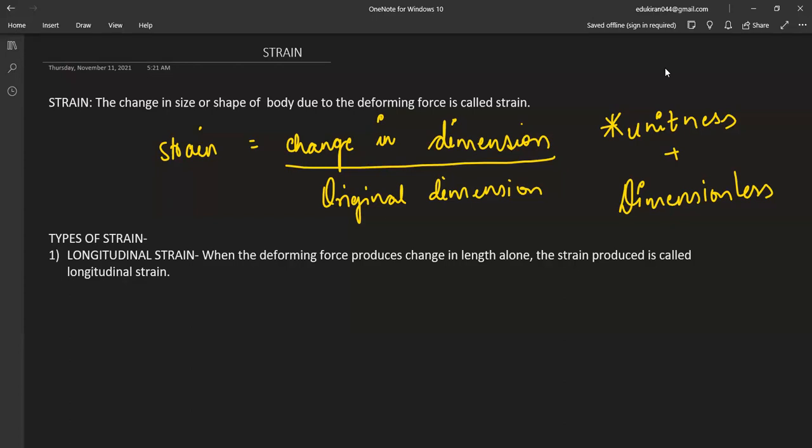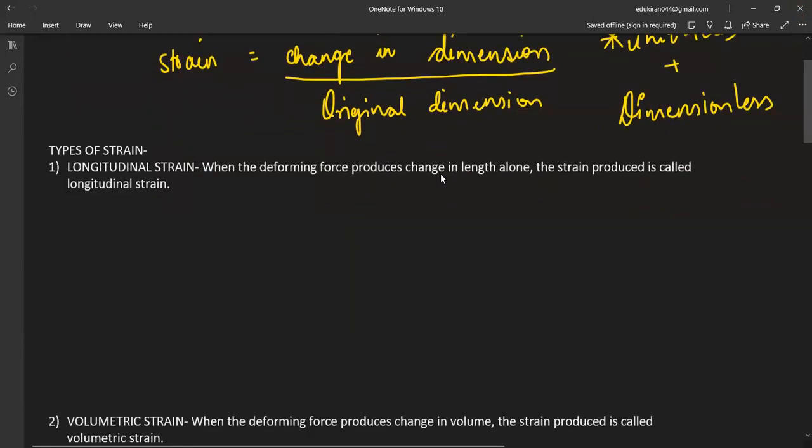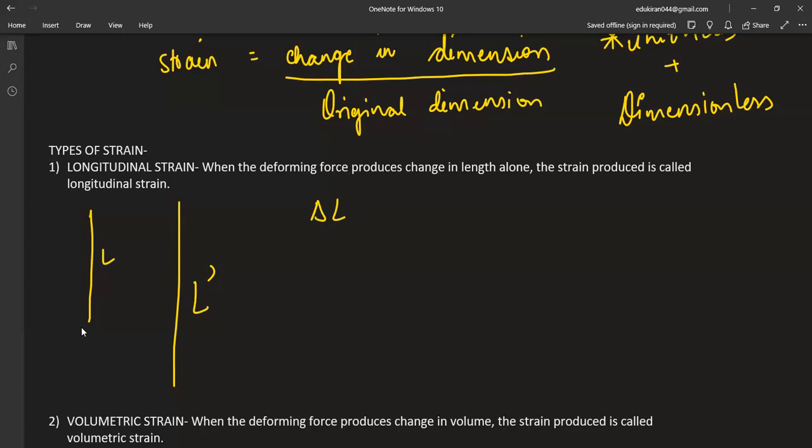Now again, if the dimension that is changing is not of a single type, the amount of change will also not be of a single type. We have longitudinal strain. See, longitudinal strain means, suppose this is a wire of length L. It has increased its length to L dash. So there is a change in the length that we can notice. Can you see delta L is the change in the length?